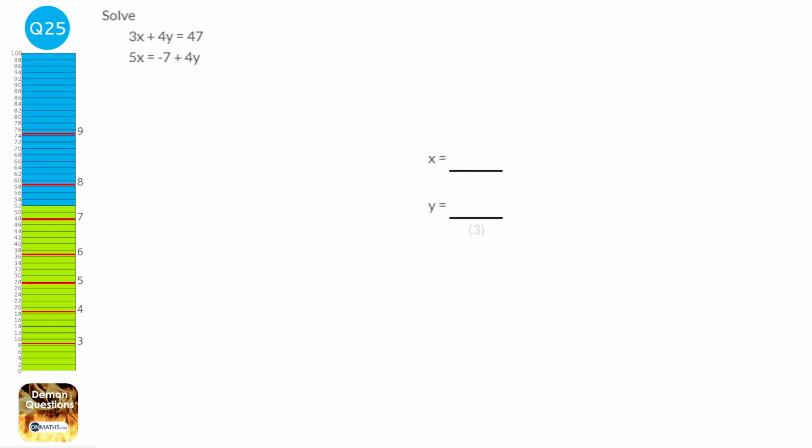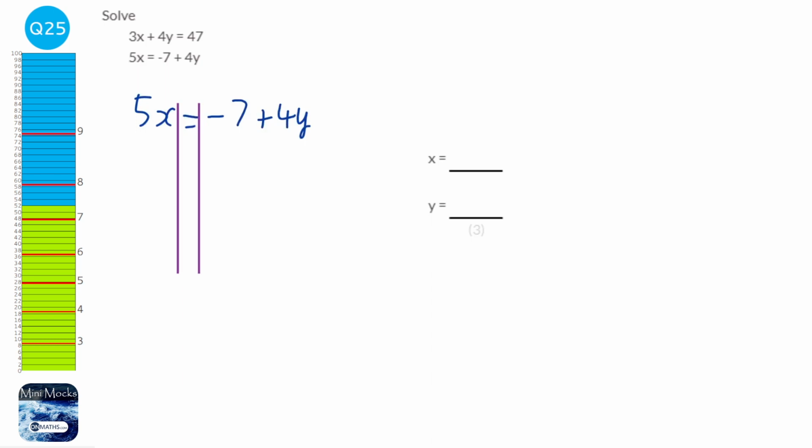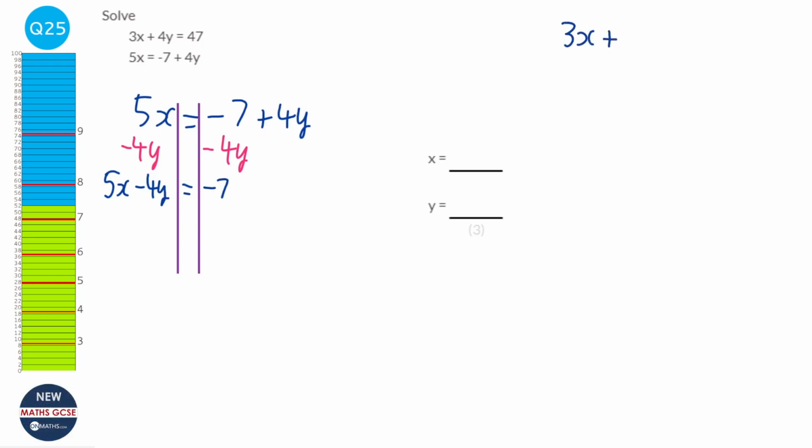So the first thing I notice is the second equation isn't really in the normal format for doing simultaneous equations. So I'm just going to rearrange it so that we have it where we want it to be. The first thing I want is the x's and y's on the same side. In fact, all I need to do is take away 4y from both sides, and we get 5x minus 4y equals minus 7.